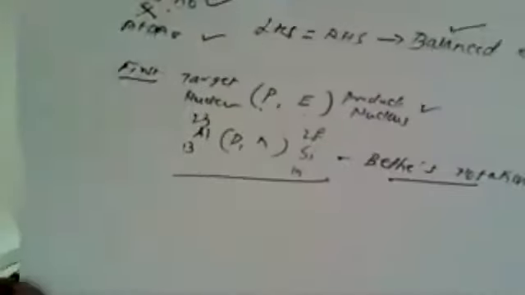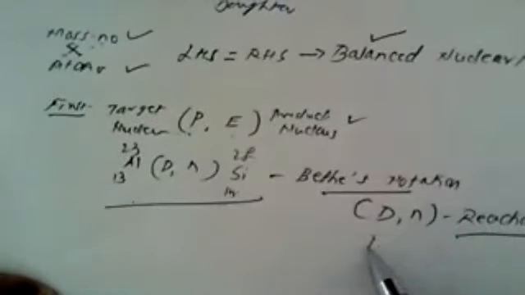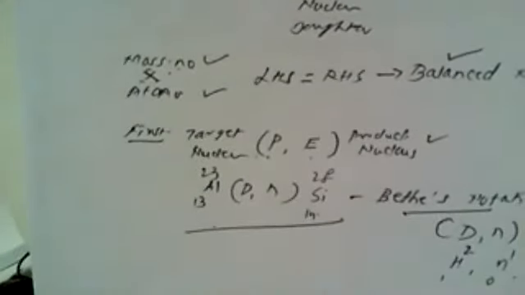According to modern terminology, this reaction is also known as the d,n reaction or d,n process. What is the d,n process? Where a deuteron is used with the ejection of a neutron, and hence this process is known as the d,n process.